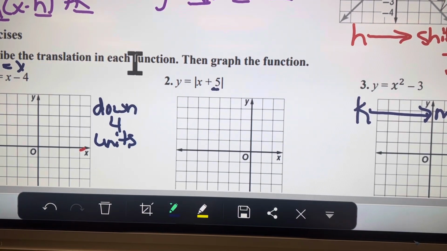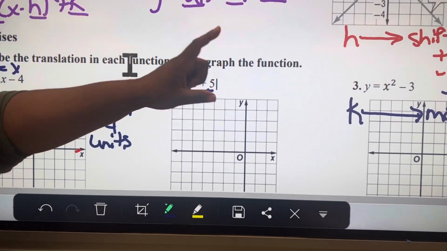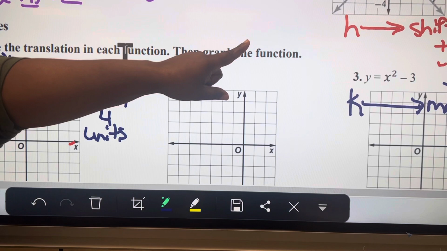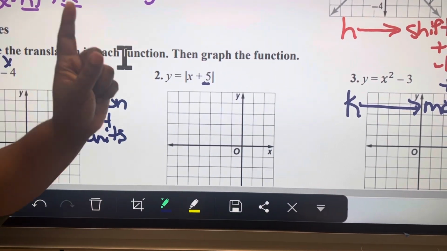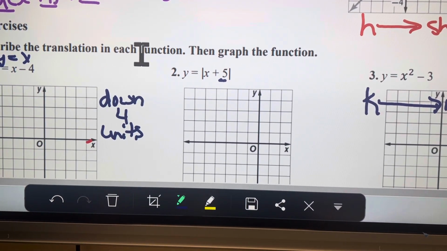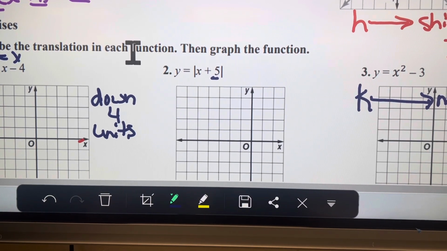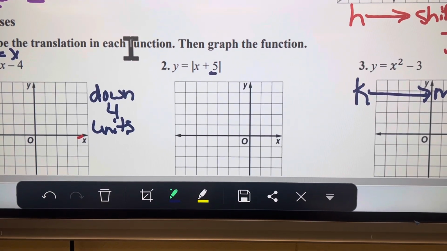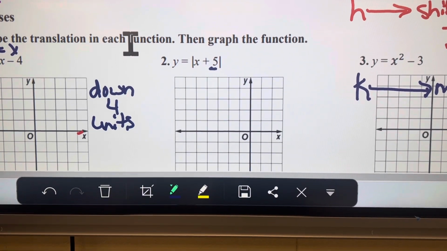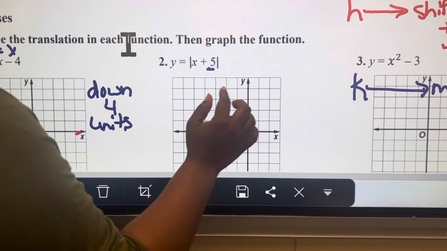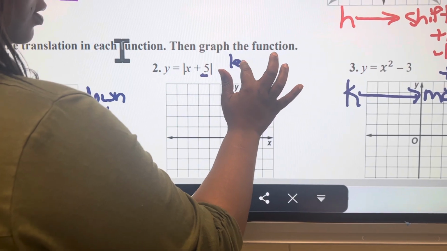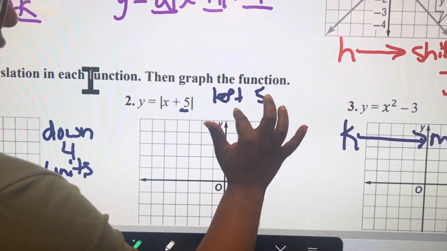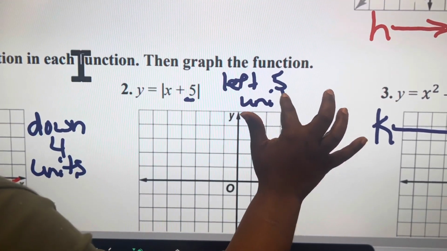So now, can somebody figure out, based on those notes, it says if it's plus H, it's going to shift left. If it's minus H, it's going to shift right. Can somebody tell me where this graph is going to shift to? To the left. Good job. 5 units. So that's what I would put on my answer: left, 5 units.